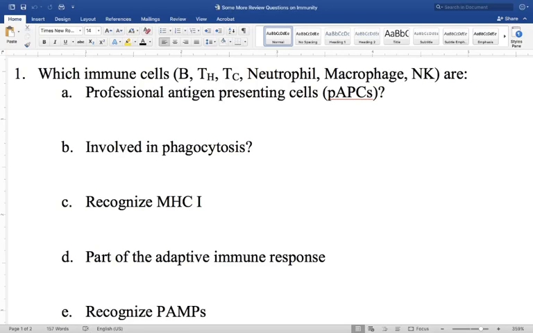How many of you feel confident to do this without your notes? Couple. Okay. This is a good thing.